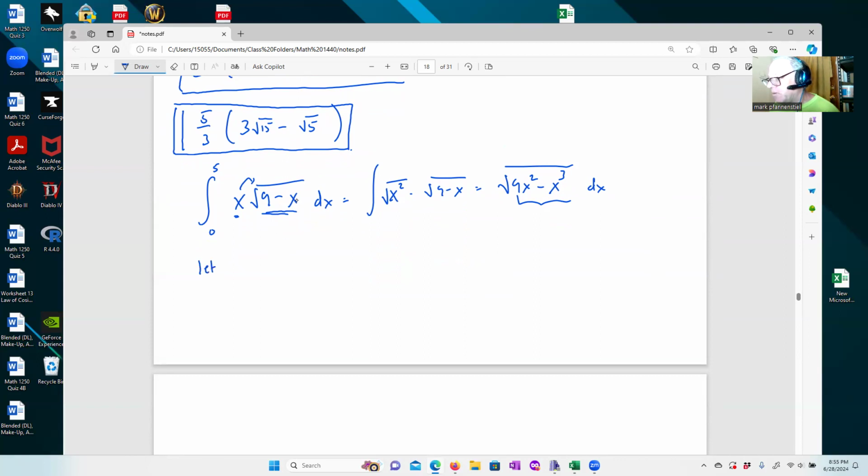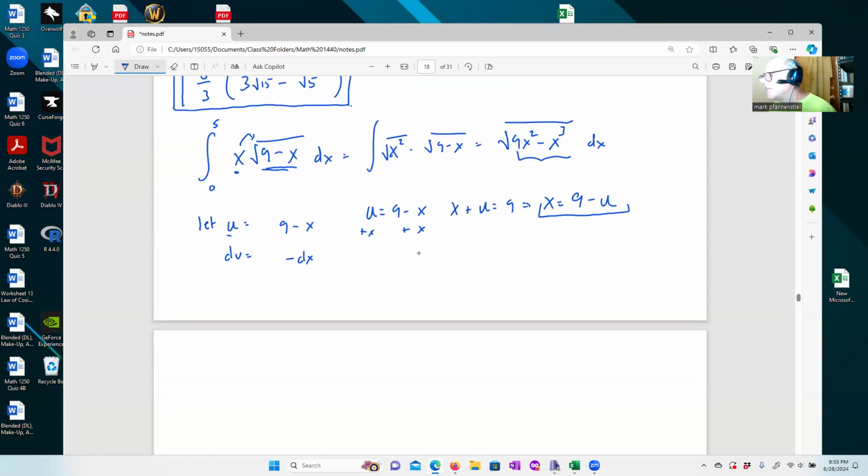So I would say, let u equal 9 minus x. Well, if u is equal to 9 minus x, we're going to say immediately du is equal to negative dx. And the other thing we're going to say is, if I add x to both sides, x plus u is equal to 9. Therefore, x equals 9 minus u. So we can substitute in for x as well as for u.